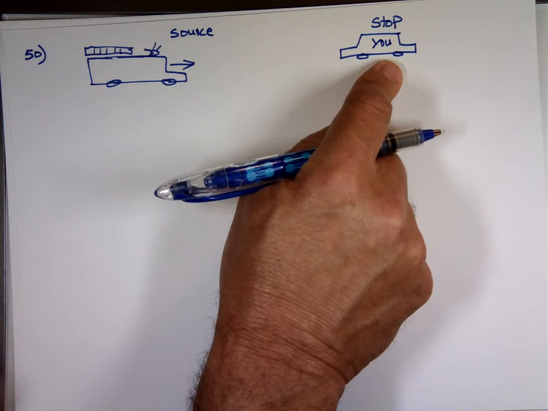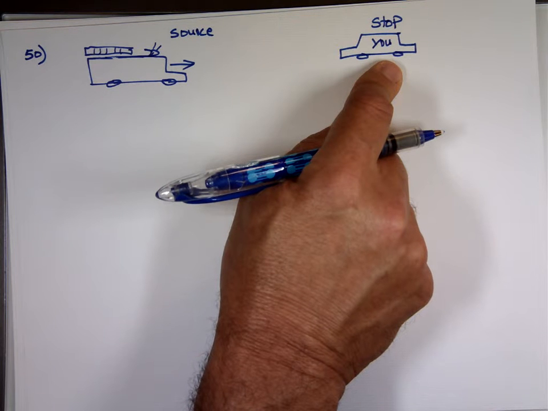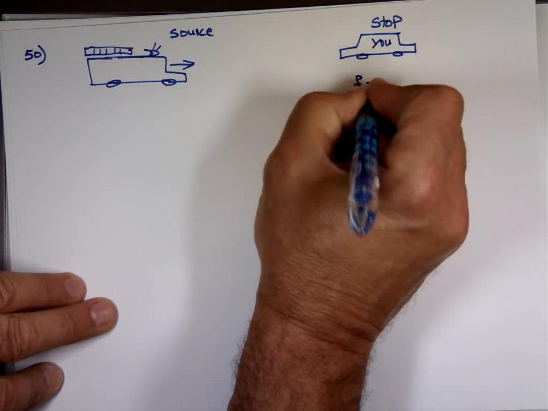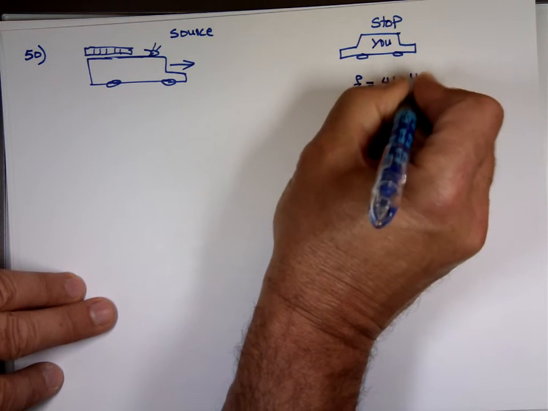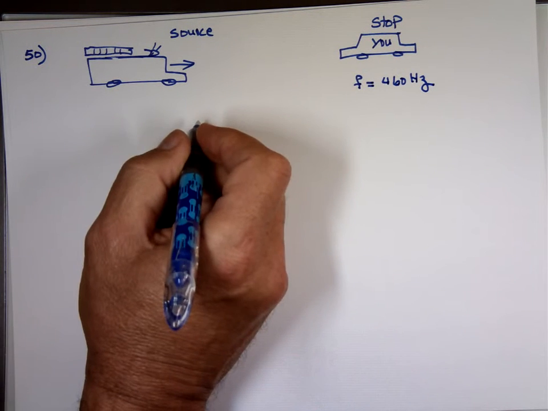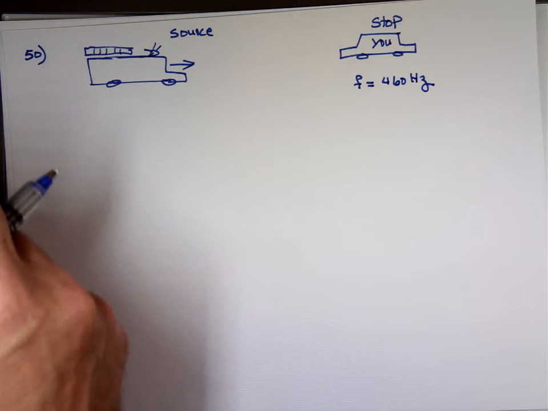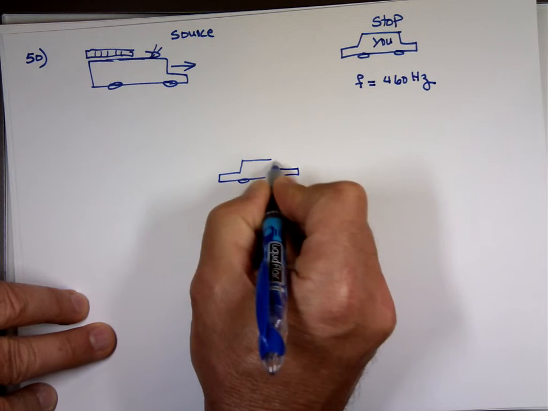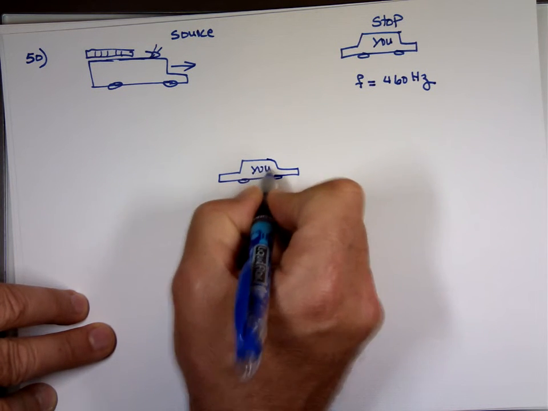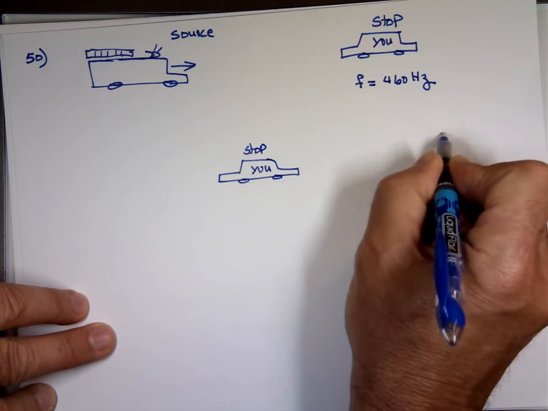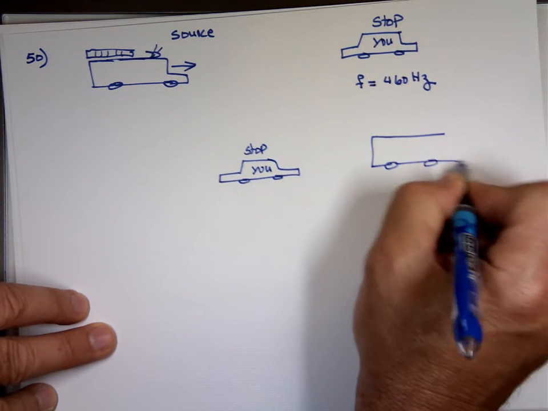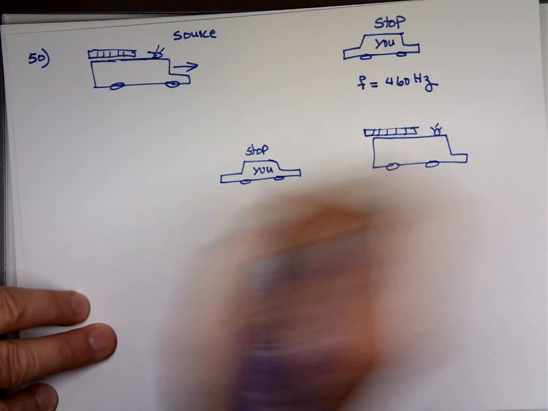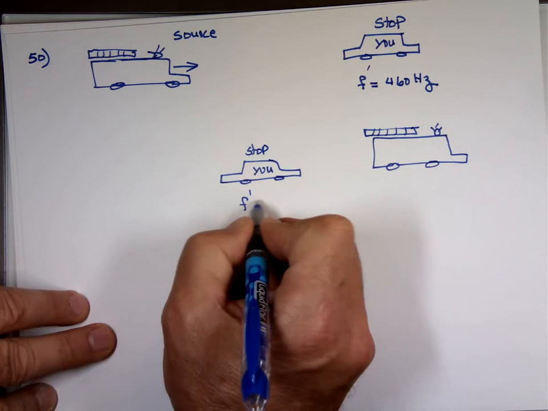As the truck approaches, you hear a tone of 460 hertz. That's the frequency you're hearing, 460 hertz. As the truck recedes, you later hear a tone. So now the truck has passed you, and you're still stopped here. That's you, still stopped. And the siren now is right here. Now you hear the frequency, we'll call it f prime, that's what you're hearing. It's 410 hertz.